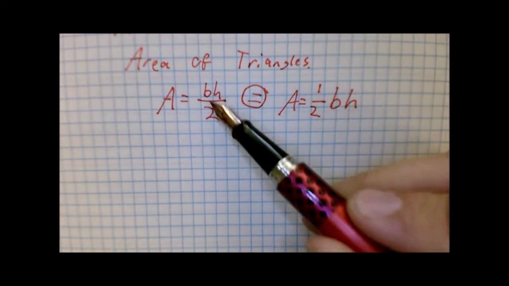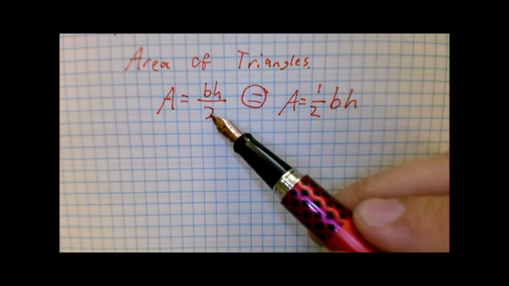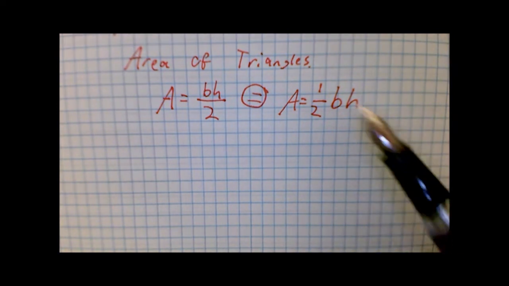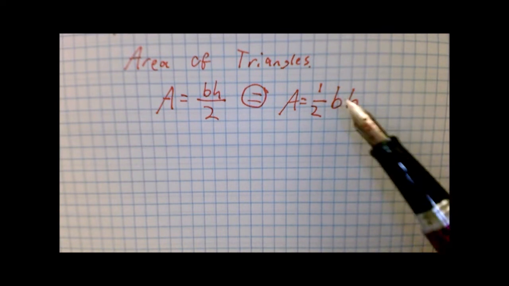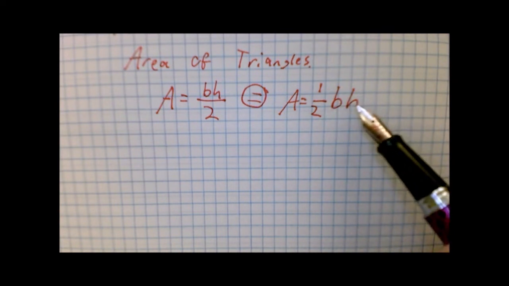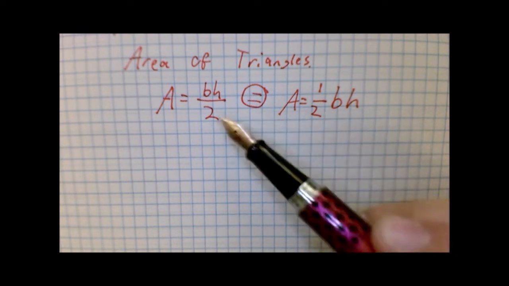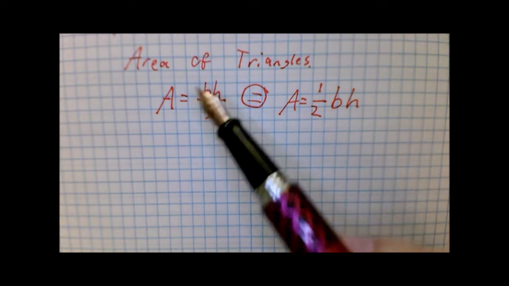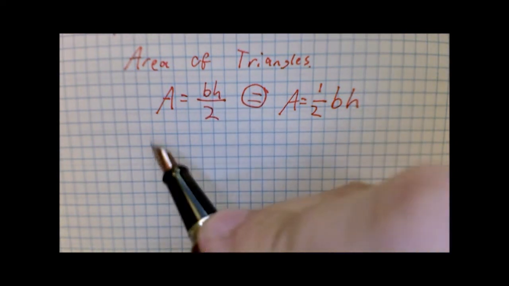If I were to do 2 times 3, which would give me 6, and then divide by 2, that would give me a final answer of 3. If I were to do 1/2 times 2, which will equal 1, times 3, that will also give me 3. It does not matter which one you choose, it is only a matter of can you recognize that these are the same. Let's give you some examples.